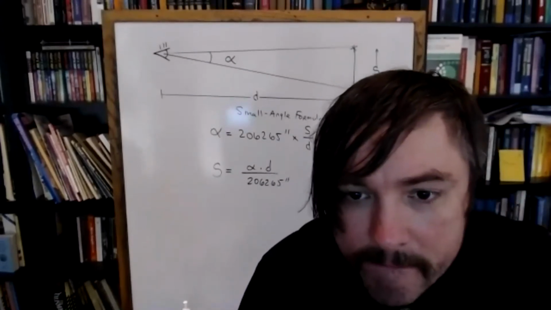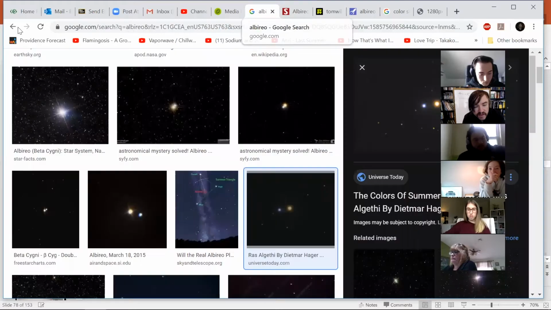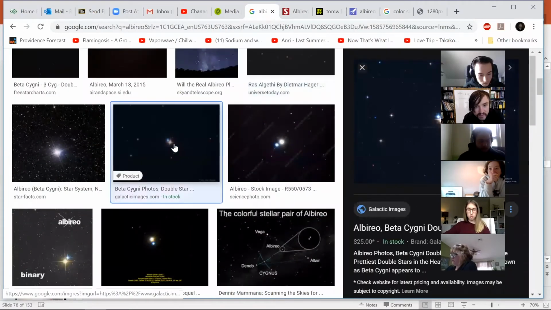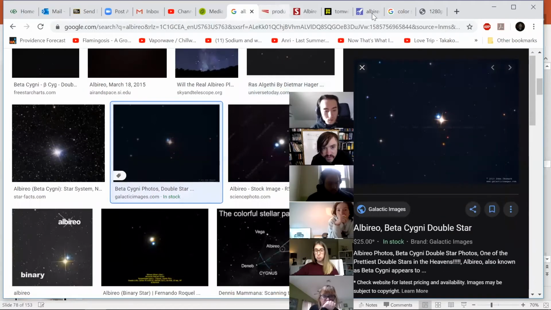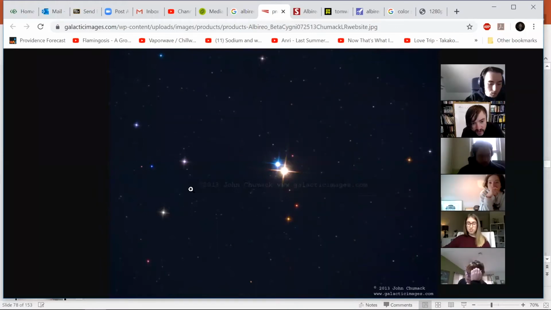Share screen. In astronomy, when we see binary stars, there's 2 different senses in which we can consider them. Oh, this is the picture of Albireo that I really like, actually. This is the one here. This one, you can see some diffraction spikes on it. Okay. Oh, look, this guy even watermarked it. Nice job, John Chumak.